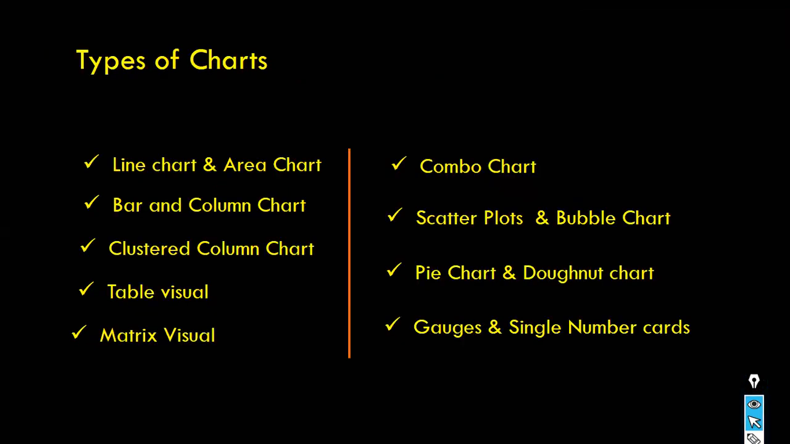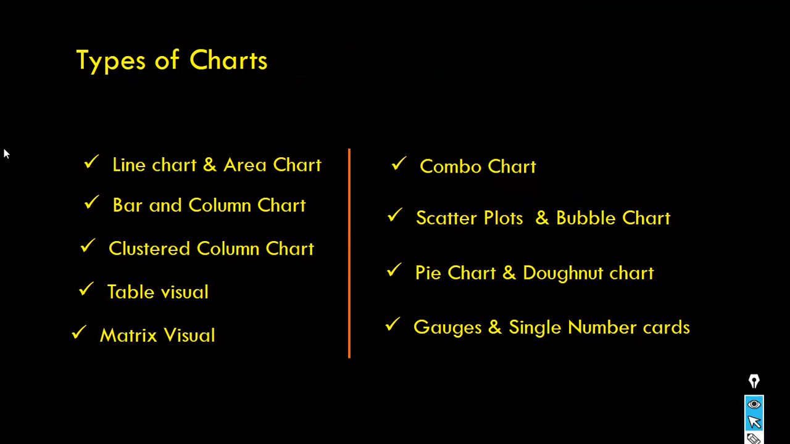Next, we'll jump in and understand the different types of charts that are available in Power BI. Line chart, these are the various charts that are available. Apart from this, we have some more charts available in Power BI Desktop. We'll start with understanding what is a line chart and area chart. So what is a line chart and what is an area chart?